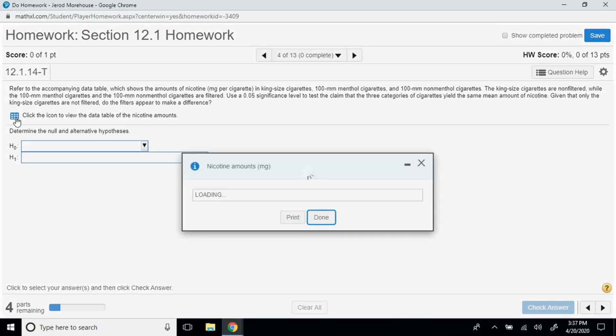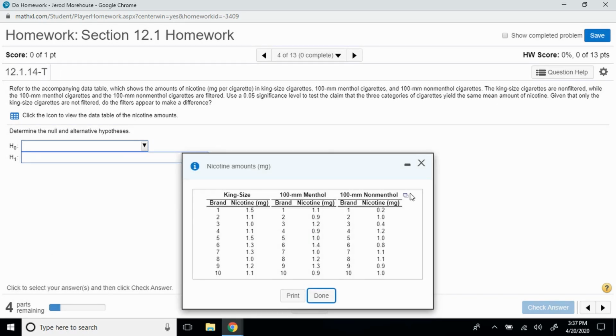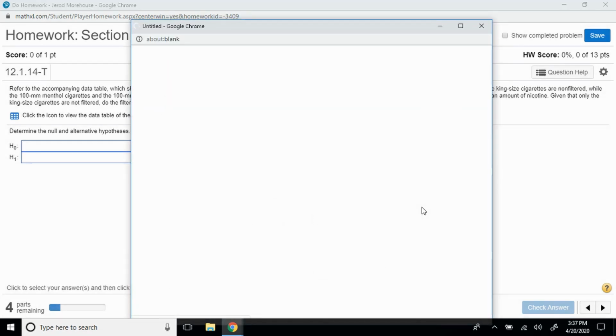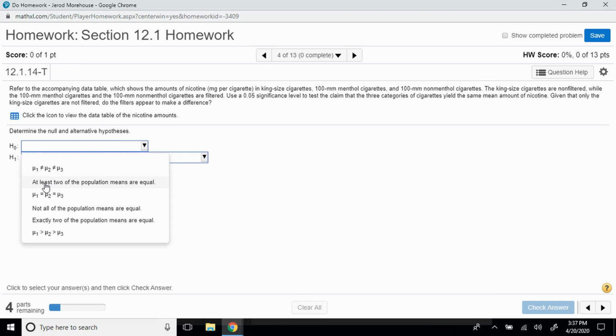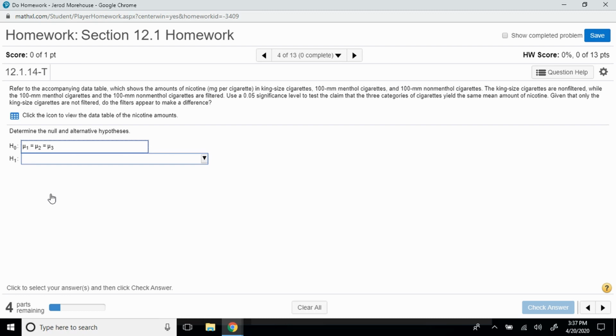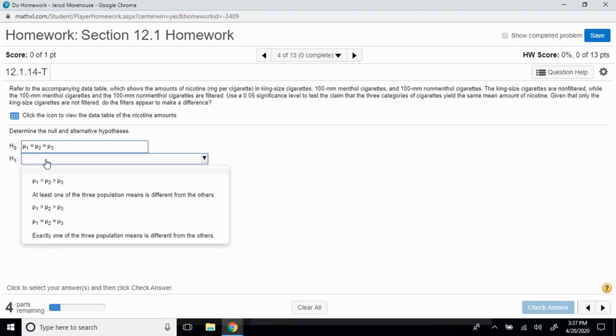Okay, let's go and look at our table first. And I'm going to go ahead and open that up into StatCrunch first. Now, determine the null and alternative hypotheses. Here, the null is going to be that all 3 means are the same. The alternative is that at least one is different from the others.